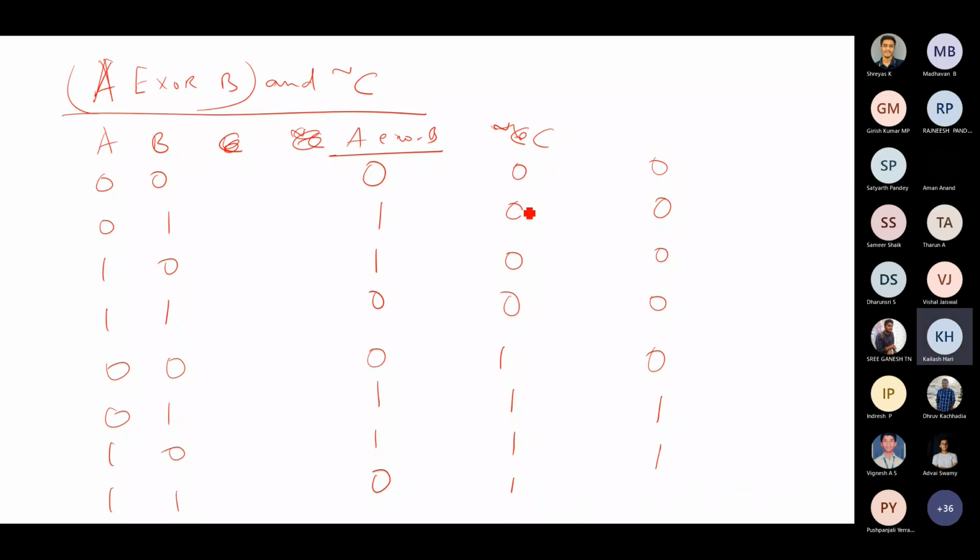Is that column C or not C? You can either consider this. If this is C, then it will change. Okay, if this is C, then this is 1 1 0 0. This is all 0. Yes, ma'am. Okay, so this is my this one. So this is C. I have considered not C. So this is my A XOR B and not C.